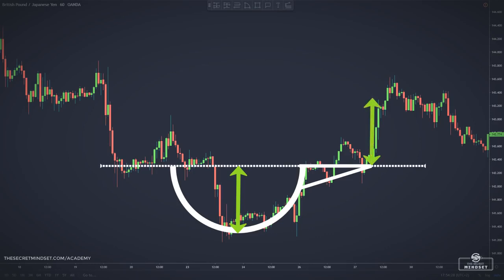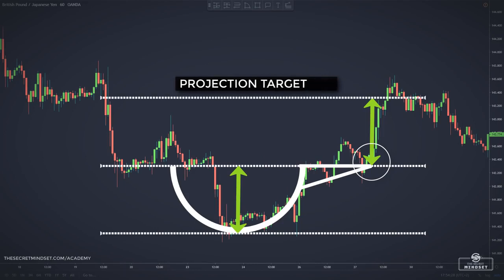In this example, I have plotted a horizontal line above the handle's highest high, then another horizontal line below the lowest low of the cup. This is the distance of these two lines. If we had taken a long position after the handle's resistance breakout, we expected that the market would go up for the same distance. This is called a projection target. As you can see, the market did reach its projection.